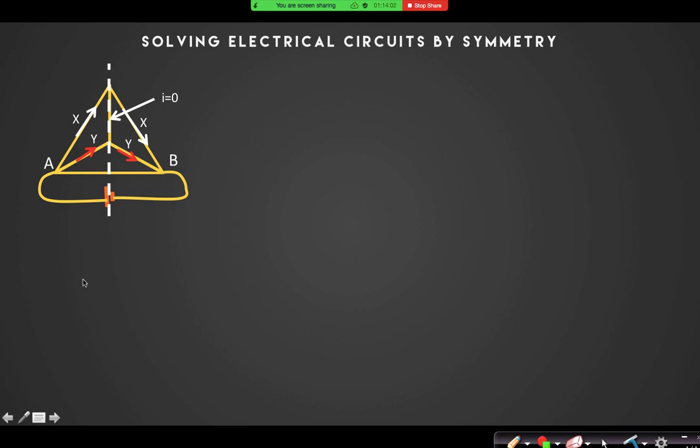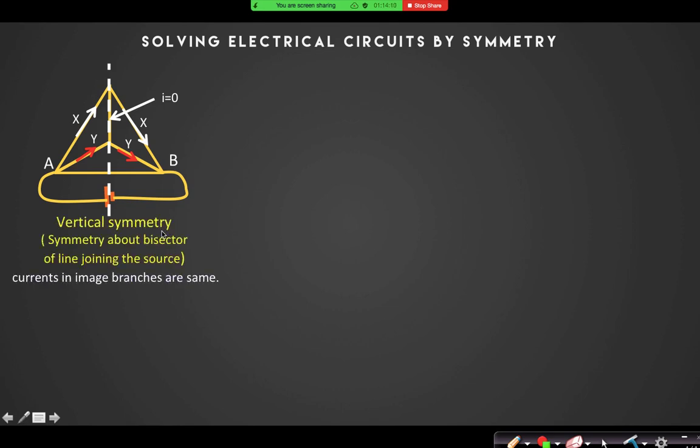This type of symmetry I call a vertical symmetry, because this line is vertical, so I call it a vertical symmetric line, and it is symmetric about the bisector of the line joining the source, right? This line. And what is the speciality? Whenever you see vertical symmetry in a circuit, you need to understand that current in the image branches is always the same, right? So now if I ask you to only find the equivalent resistance between the points A and B in that circuit, if the resistance between any two nodes is R, what will be your answer?